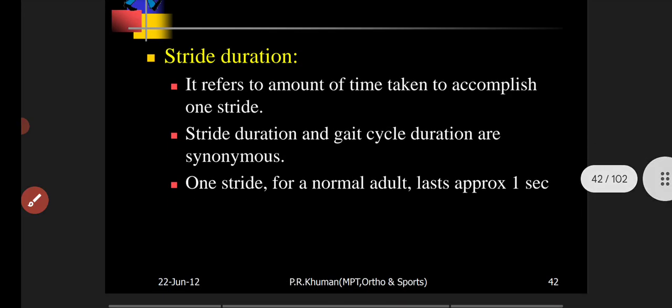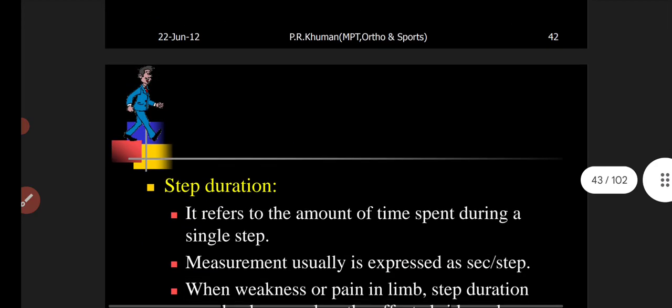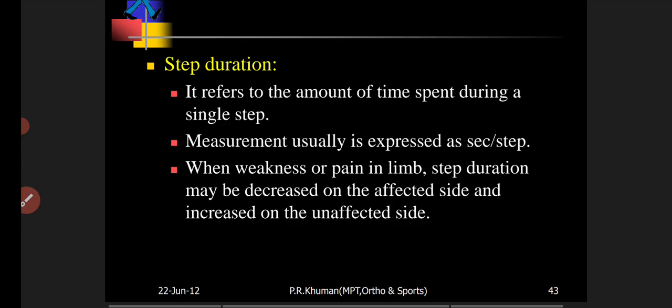Stride duration refers to the amount of time taken to accomplish one stride. One stride for a normal adult is approximately 1 second. Step duration refers to the amount of time spent during a single step, usually expressed as seconds per step. When weakness or pain occurs in the limb, step duration may decrease or increase. Any pain or weakness in the limb affects the step length or step duration specifically.